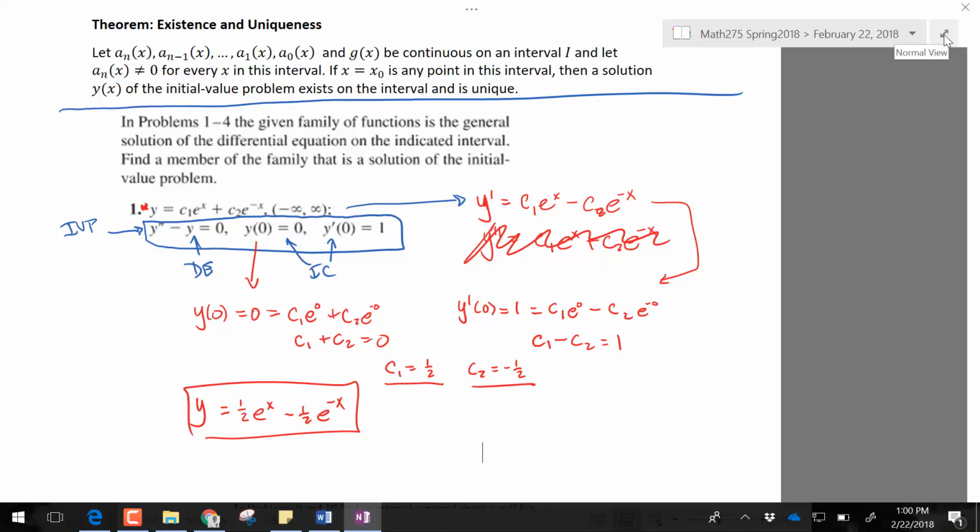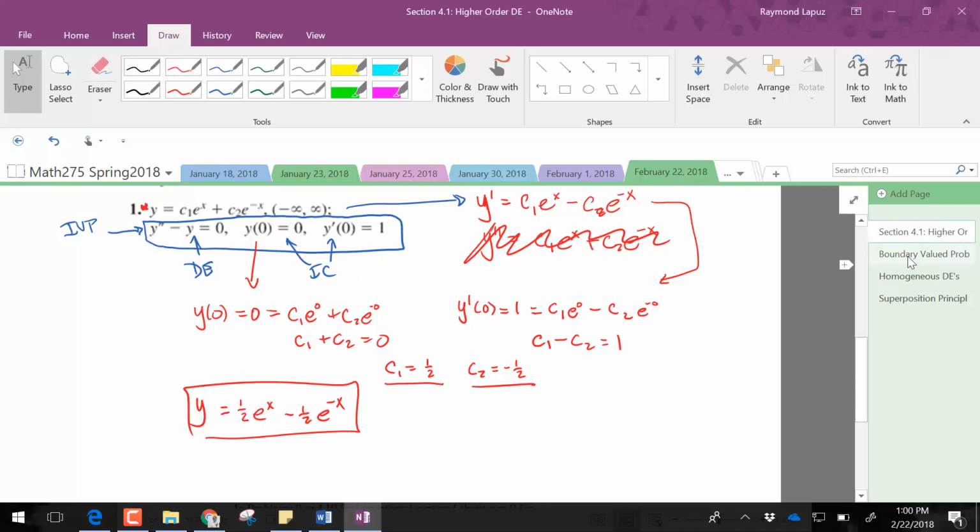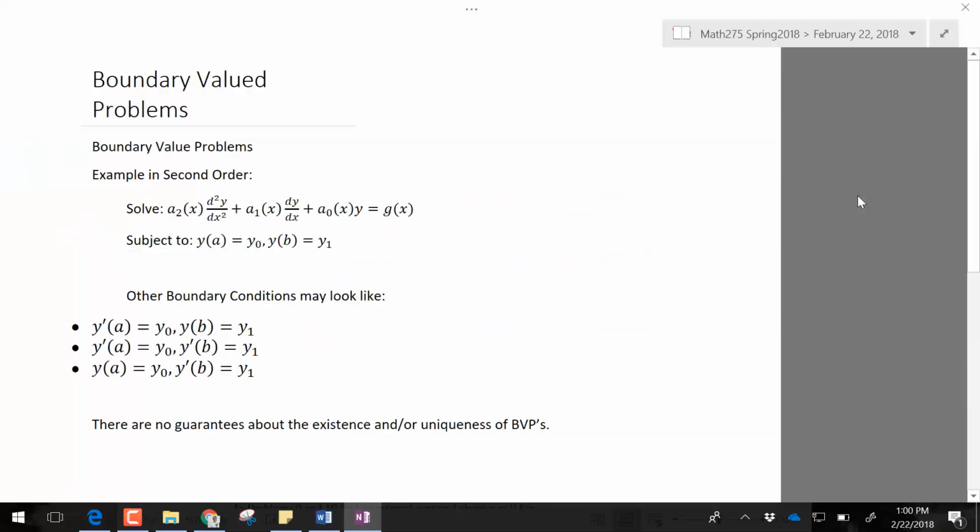Let's take a peek at what a boundary value problem would look like. Here's an example of a boundary value problem, and the main thing about showing you this is to see what the difference is between a boundary value problem versus an initial condition or initial value problem. So a boundary value problem could look like this. We have a regular linear differential equation. In this particular example, it's a second order differential equation.